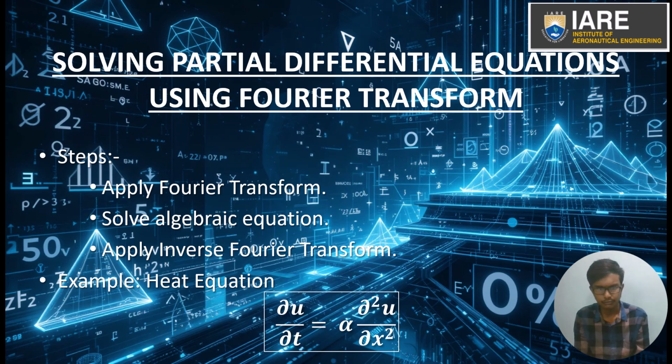For example, if we consider the heat equation, the heat equation is dou u by dou t is equal to alpha dou square u by dou x square. Here, as we all know, if we apply the formula of Fourier transform, any such kind of equations can be easily solved. Hence, this is the explanation about solving PDEs or partial differential equations using Fourier transform.